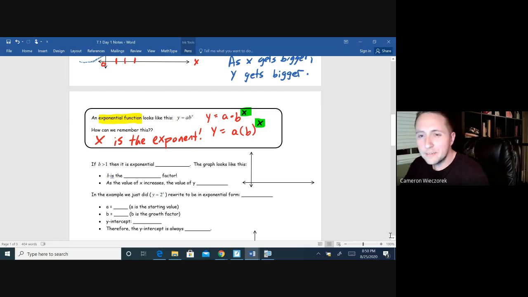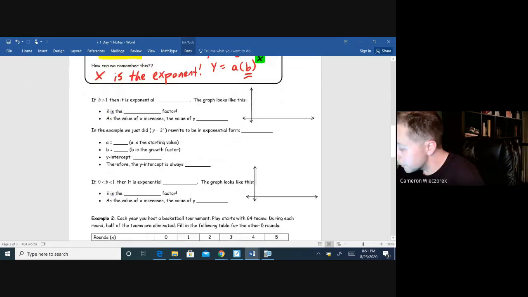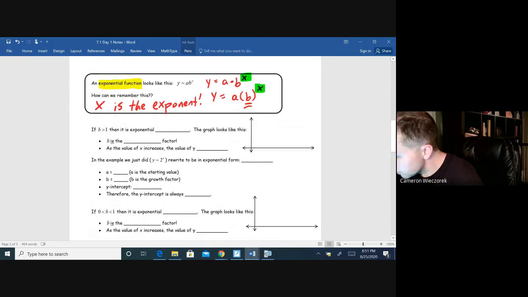So how do I know if it's going to be something that gets bigger or if it gets smaller? We want to be able to decide if something's growing, getting bigger, or decaying, getting smaller. It's all about the b value, which is the base right there. It's all about that base. It's like the song. So to decide what type of graph you're going to get, look at the B value.